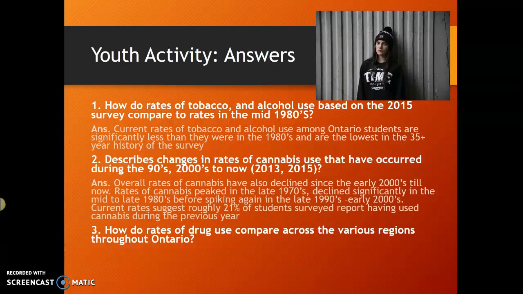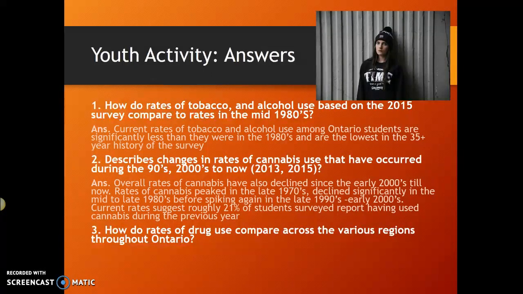The second question was describing the changes in the rates of cannabis use. And the answer to that is that overall rates of cannabis have also declined since the early 2000s until now. Rates of cannabis peaked in the 1970s, declined significantly in the mid to late 1980s, before spiking again in the late 1990s and the early 2000s. But the current rates suggest that roughly 21% of students surveyed report having used cannabis during the previous year.